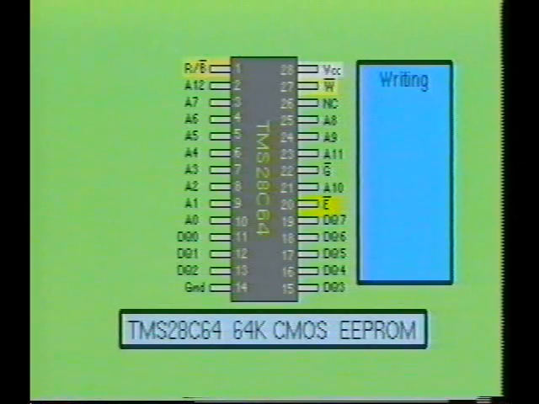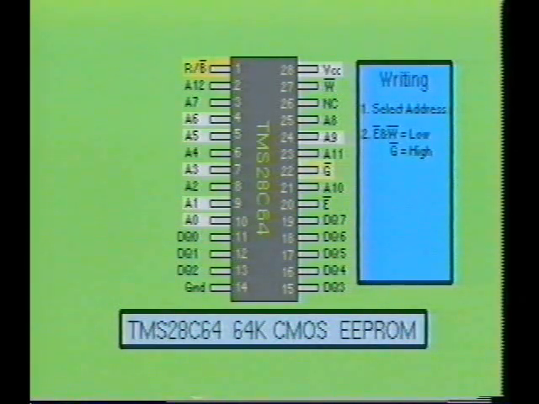To program the EEPROM, you must first select the desired address to which the information is to be placed using address inputs A0 through A12. Next, the chip enable input not E and the write input not W are brought low. Also at the same time, the output enable pin not G is brought high. Third, the data to be stored is placed at the input-output pins DQ0 through DQ7. Next, the chip enable and write pins are taken high.